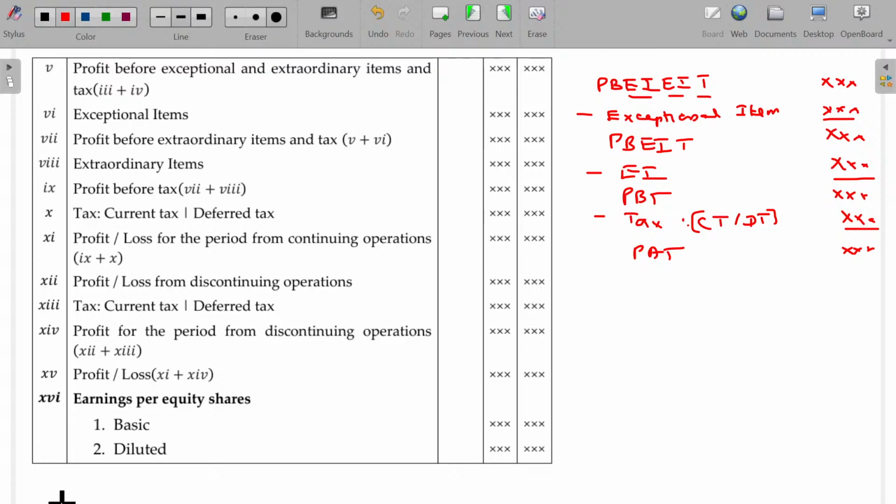From there, exceptional item is subtracted. Profit before extraordinary item is arrived. From there, extraordinary item is subtracted to get the profit before tax. From there, tax is subtracted to get the profit after tax. Again, in your organization, you have 4 divisions. You're supposed to plan to close one of the divisions, which seems to be non-profitable. A, B, C, D, 4 divisions you have. The division D has no profit, or the profit is gradually decreasing.